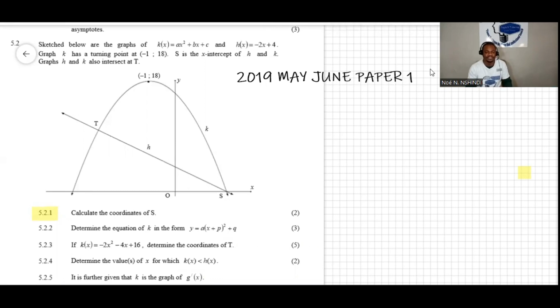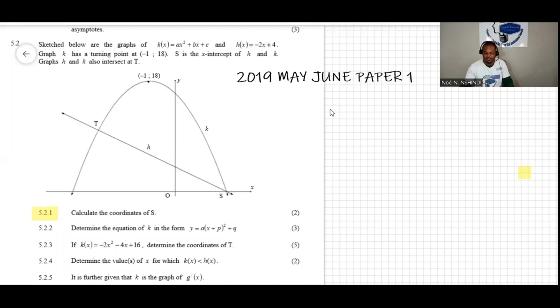Well, we have another question here, question 5.2. The question says that sketched below are the graphs of K and H. Graph K has a turning point at (-1, 18). S is the x-intercept of H and K. Graphs H and K intersect at T.